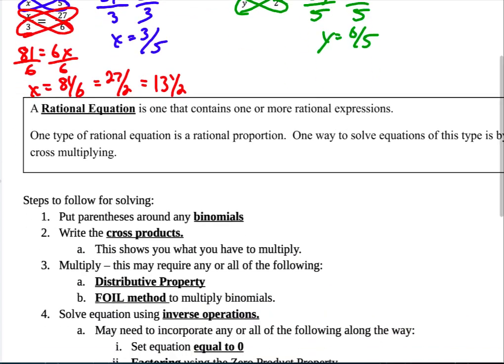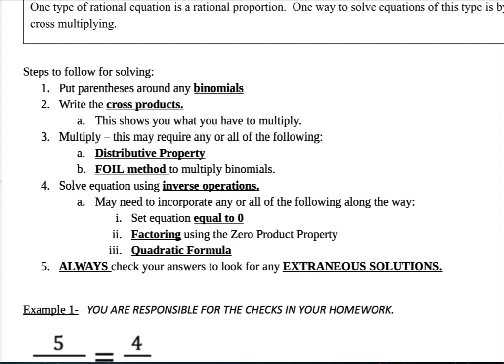So here are our main steps. If a numerator or denominator is a binomial, like x plus 3 or y minus 4, we're going to put it in parentheses because we want to know that it travels together as one solid unit. Then we're simply going to write our cross products. This is showing you what you have to multiply. Then we're going to multiply, but that may require using the distributive property, that may require FOILing. Remember, first, outside, inside, last, think double distributive.